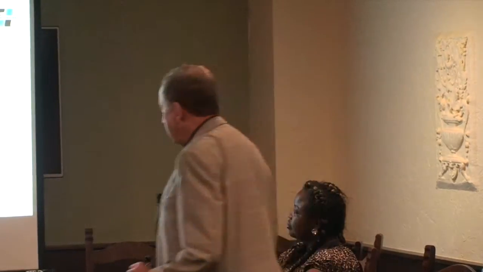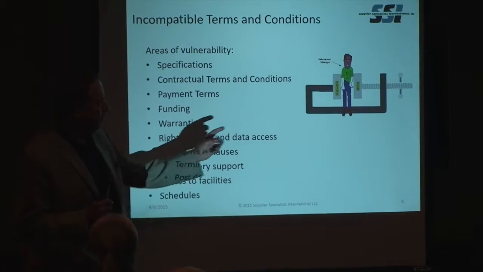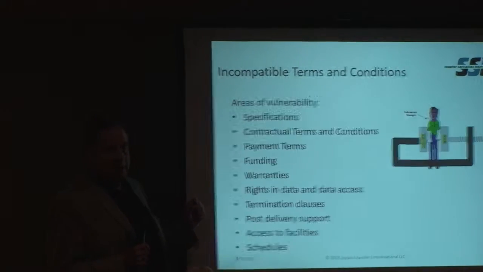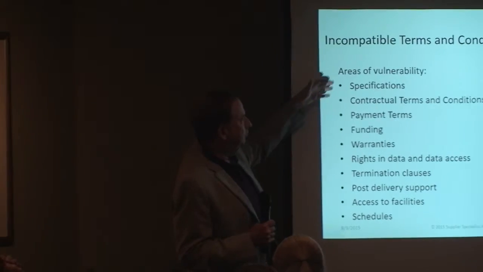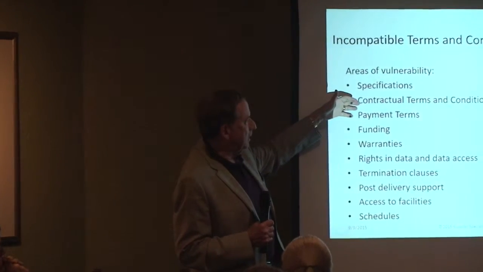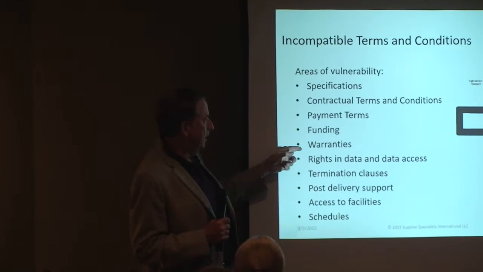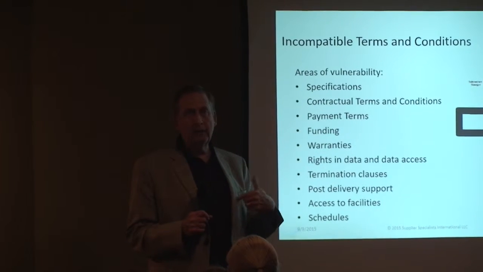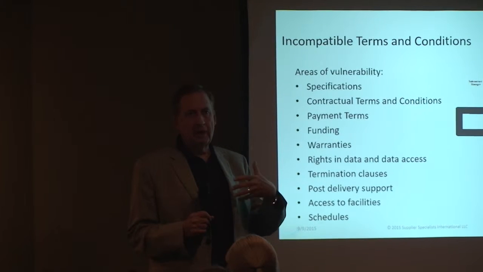So let's talk about what you don't want to do. You don't want to get caught in this vice. If you're the prime and you're the sub, you don't want to get caught with incompatible contractual terms and conditions. So some of the areas of vulnerability: specs, contractual terms, payment terms, funding, warranties. That's a really good example. For example, a lot of companies may use standard terms and conditions, and they may say, okay, for all of our procurements, we're going to have a 18-month or 24-month warranty.